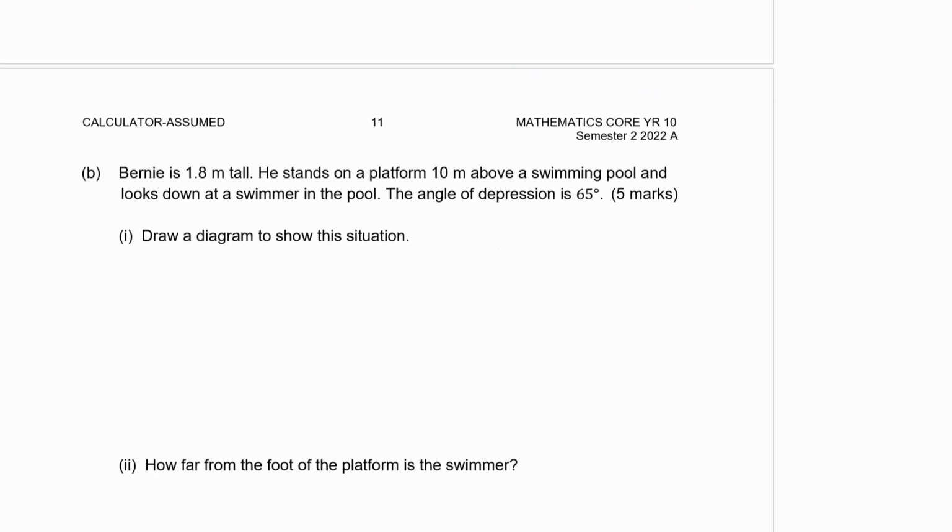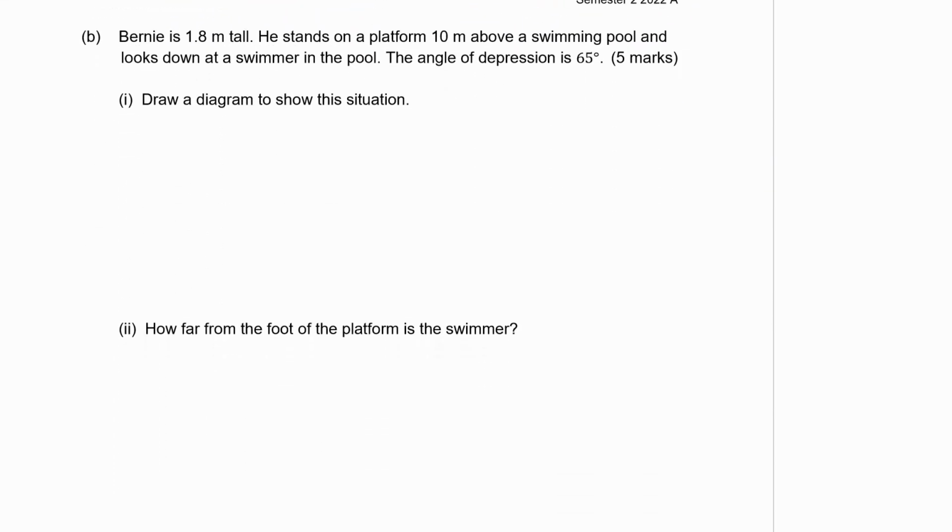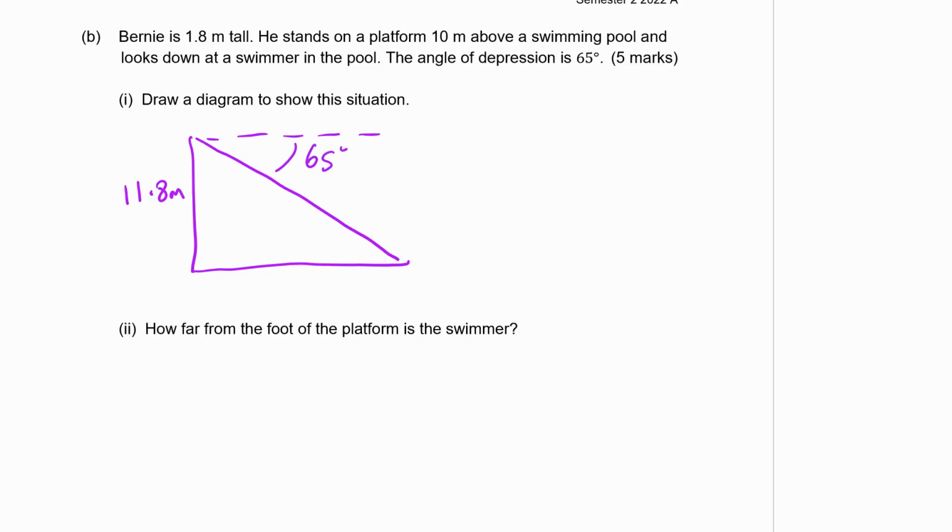Okay, Bernie is 1.8 meters tall. He stands on a platform 10 meters above a swimming pool, which means altogether his eye line is 11.8 meters above. He looks down at a swimmer in the pool, and the angle of depression is 65 degrees, which means that this is also 65 degrees. And so we had to draw a diagram for the situation, and we've done that. How far from the foot of the platform is a swimmer?